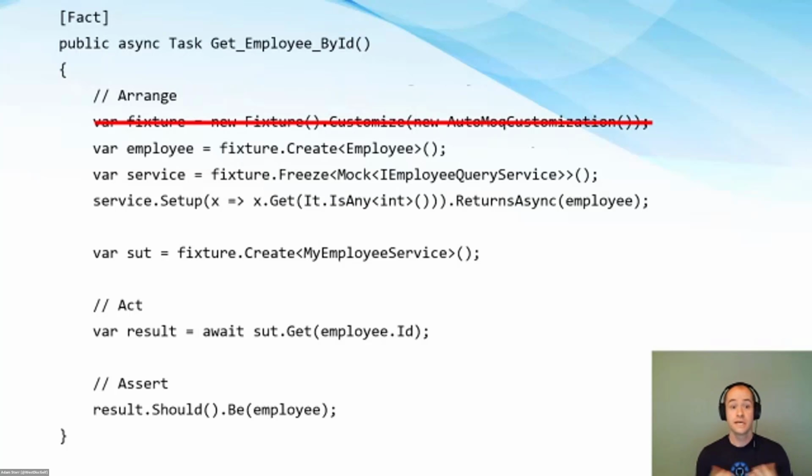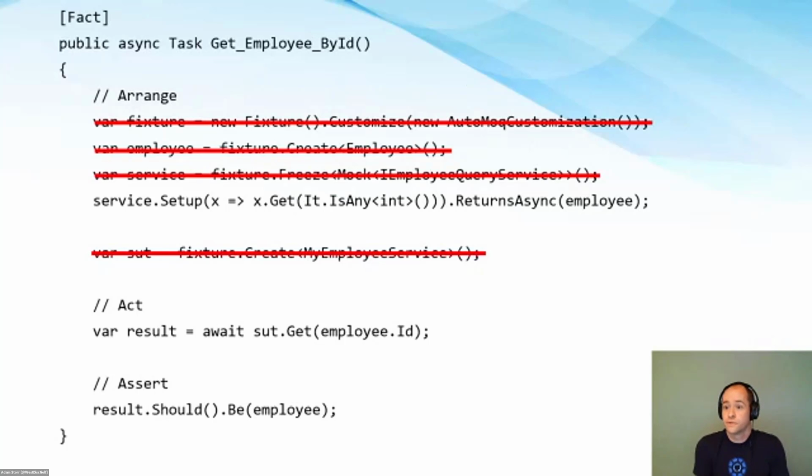So working with this, we've seen in the attribute, we now don't need our fixture, so we can get rid of that. Now, if we haven't got our fixture, we get rid of the employee, we get rid of the service, and we actually get rid of the system under test creation. Now, if we just look at those 3 lines, the test itself is actually quite clear what we're trying to achieve at this point.